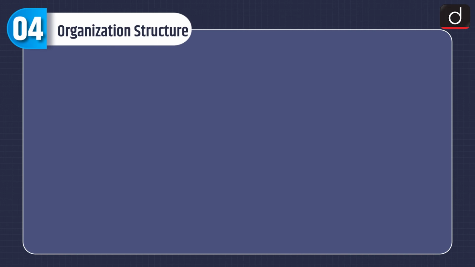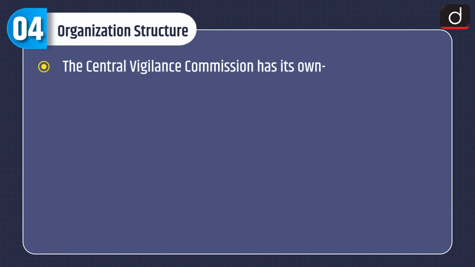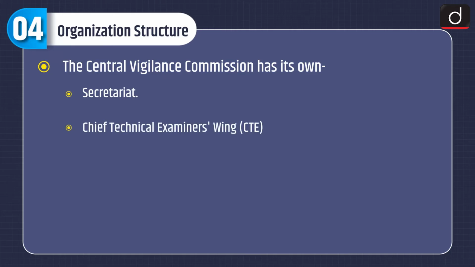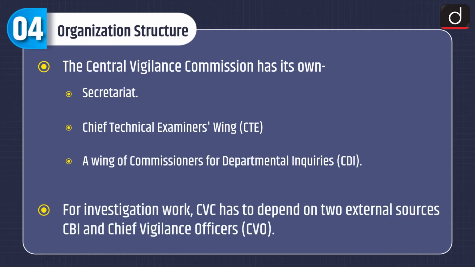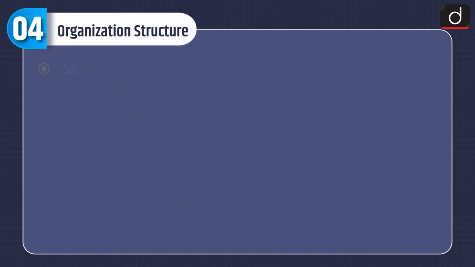Now let's discuss its organization structure. The Central Vigilance Commission has its own Secretariat, Chief Technical Examiners Wing, and a wing of commissioners for departmental inquiries. For investigation work, CVC has to depend on 2 external sources, CBI and Chief Vigilance Officers. Secretariat.